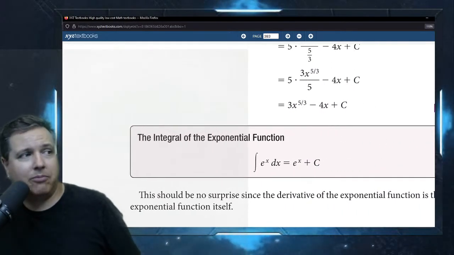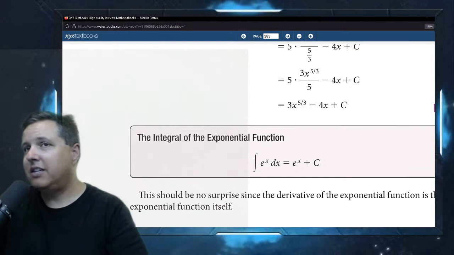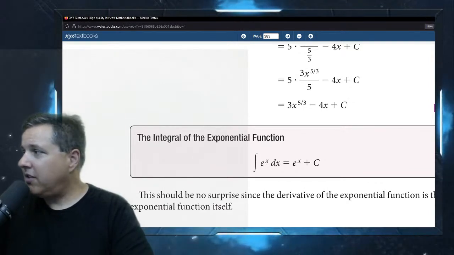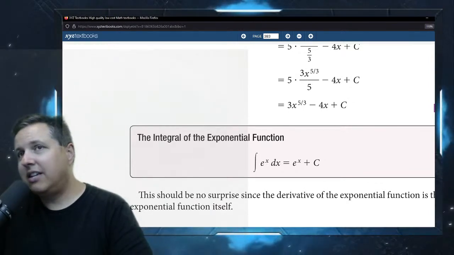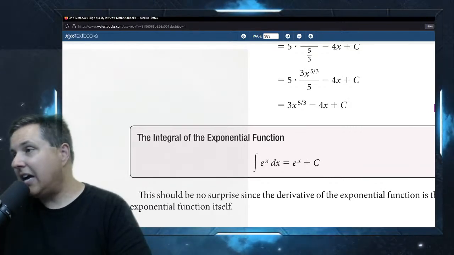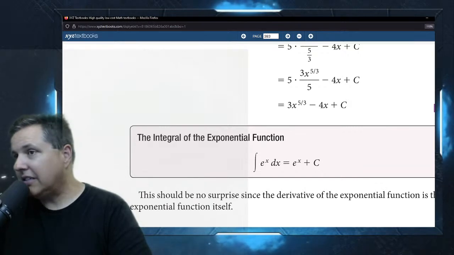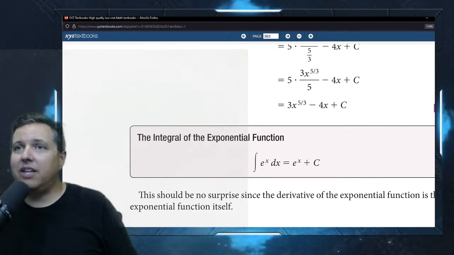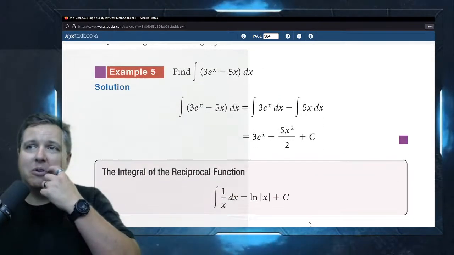The integral of an exponential function. Well, this one's pretty easy, right? If the derivative of e to the x is e to the x, then guess what the antiderivative of e to the x is? It's e to the x plus c, right? We got the plus c on the end there. So that one's pretty straightforward.